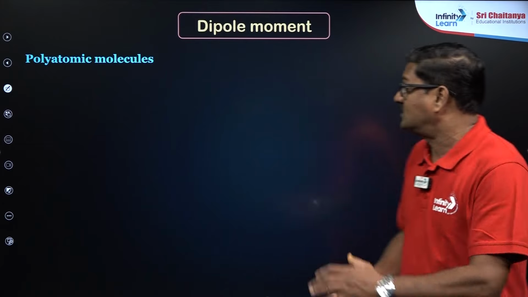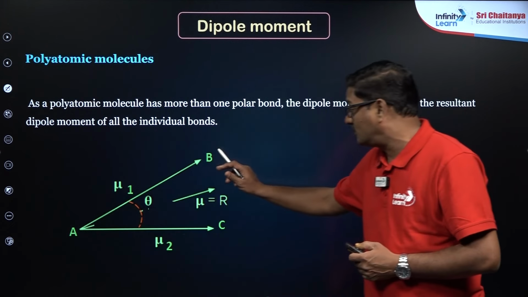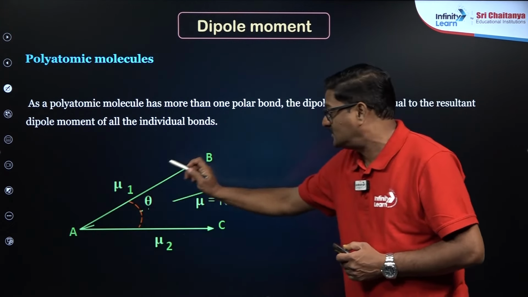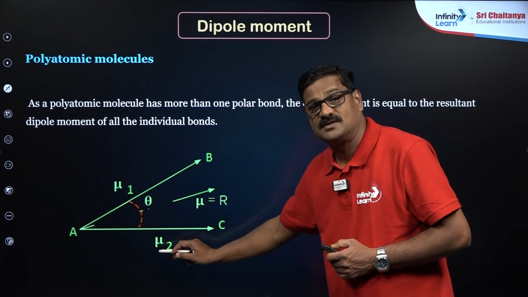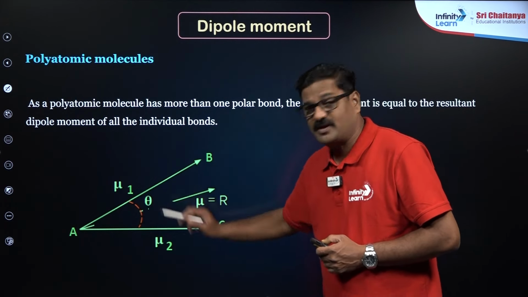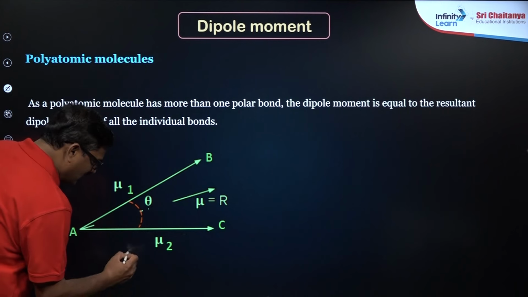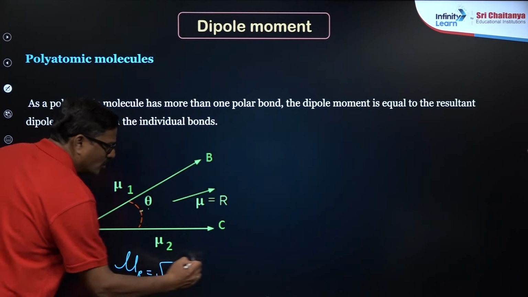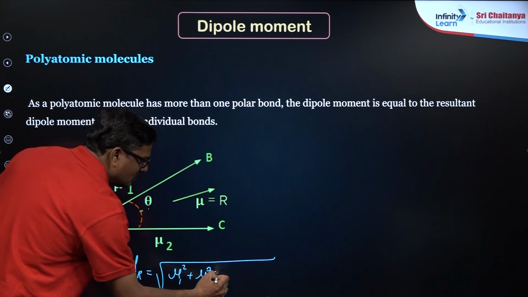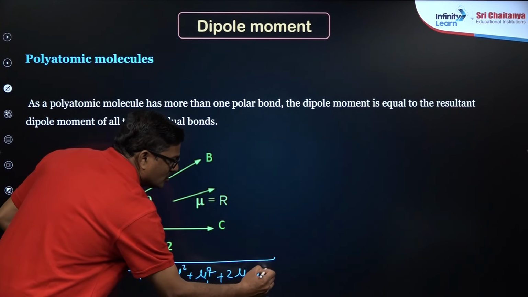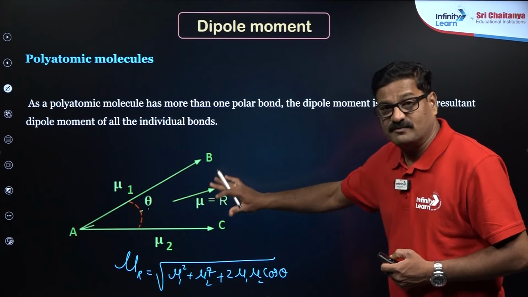Moving forward, let us talk about a polyatomic molecule. Let's say a central atom A is bonded to B, and the bond moment between these two is mu 1. A is bonded to C with bond moment mu 2, and the bonds are separated by a bond angle theta. So the resultant dipole moment is equal to root over mu 1 square plus mu 2 square plus 2 mu 1 mu 2 cos theta. Dipole moment is a vector quantity, so we can apply the concept of vectors here.